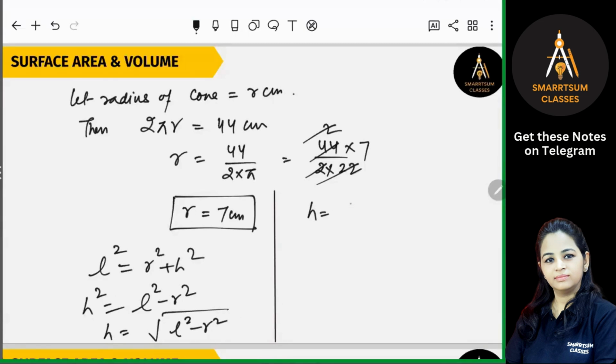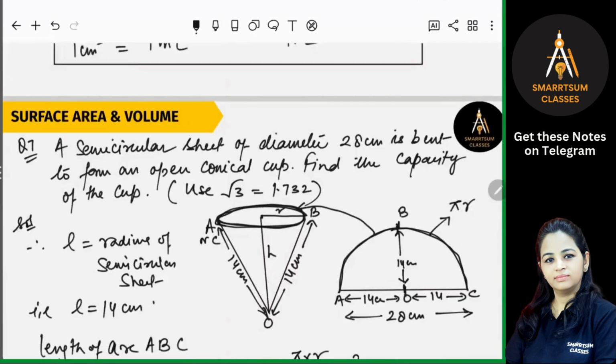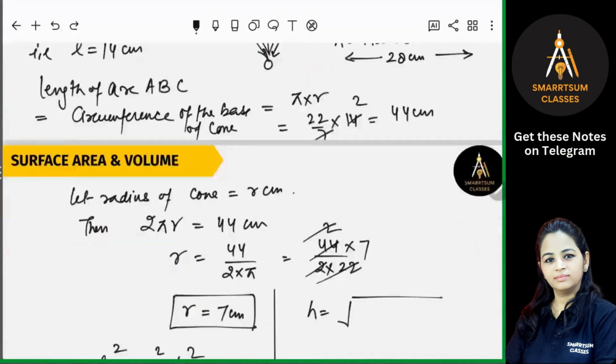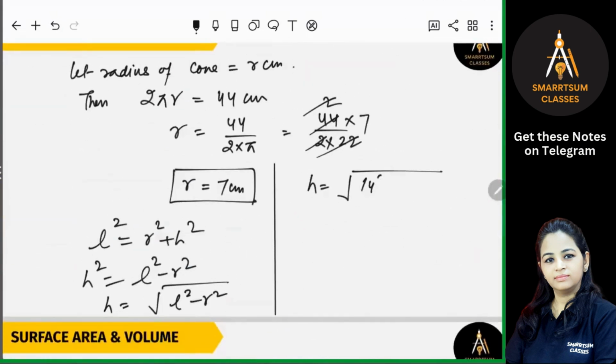Now you can solve it. So h is equal to square root of L square. What is the slant height? Slant height is 14 centimeter. So put it here, 14 square minus r square. R is 7 centimeter, square of 7. This is 196 and this is 49. So 196 minus 49 is 147. So h is equal to square root of 147.